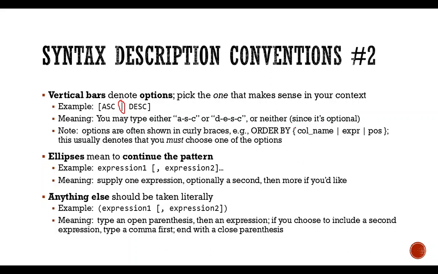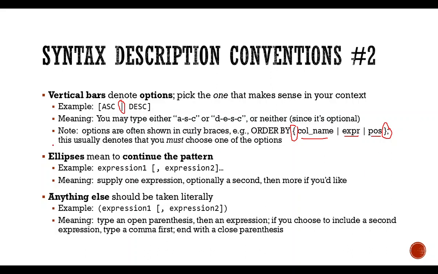Now, sometimes you will see them in curly braces, right? And again, curly braces are an artifact of description language. They're not something you would type, but when you see these, that generally means you must choose one of these. It's not that the whole thing's optional, it's that you gotta choose one. So for instance, in order by, you either need to put the column name or some other expression, or you need to put a position, but you gotta choose one of those, right? You can't just say order by and leave it out. So that's what vertical bars mean.